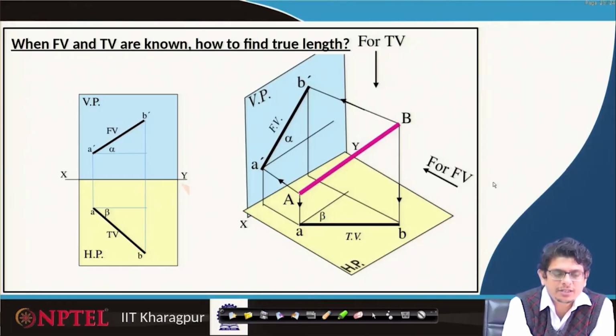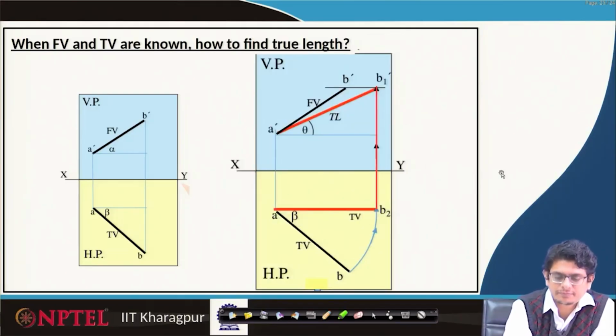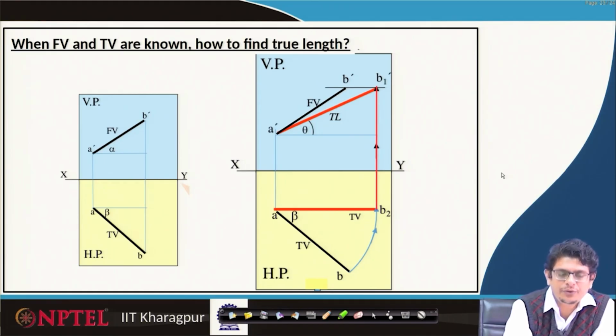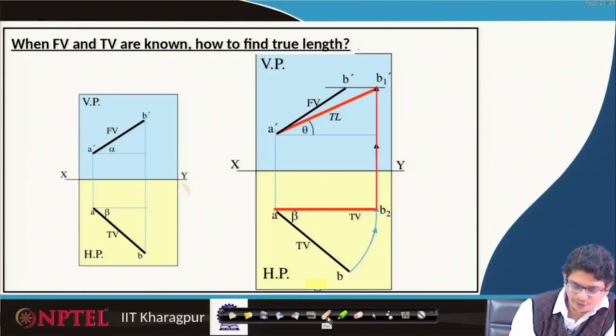Let us ask a question. When front view and top view are known, how to find true length? For that, let us begin this story. Already we might be knowing these front view and top view things, and from there we would like to construct this true length. For that, what do we have to do?